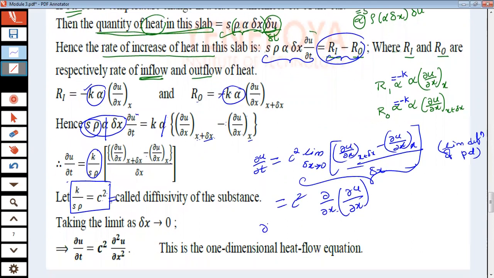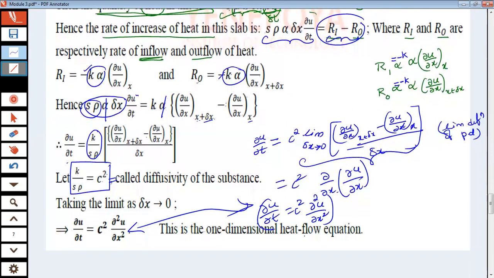Or you can write dou U by dou T is equal to C square times dou square U by dou X square. Okay. And this is called the one-dimensional heat flow equation, or simply the heat equation. Or you can write this equation as u_t equals c square u_xx.